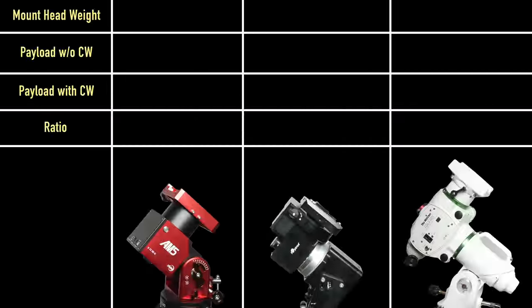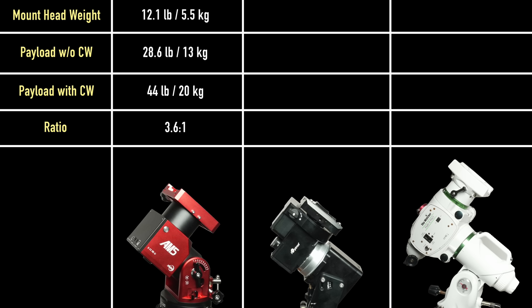Okay, the next thing is weight and payload, and this is where harmonic drive mounts are so very interesting because the mounts don't weigh much, but they can handle a lot of payload. The ZWO AM5 mount head weighs 12.1 pounds. The max payload without counterweights is 28.6 pounds, and the max payload with a counterweight is 44 pounds. The ratio of max payload to mount weight is 3.6 to 1.